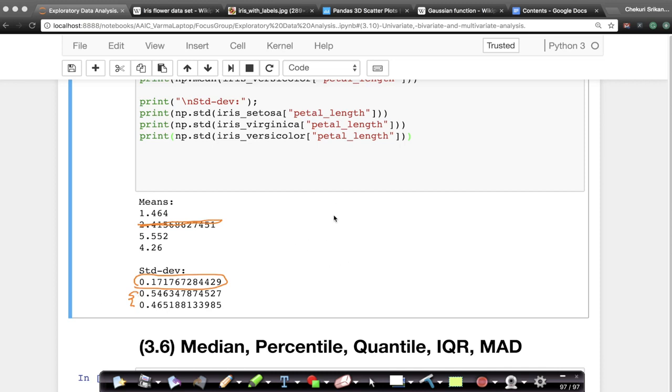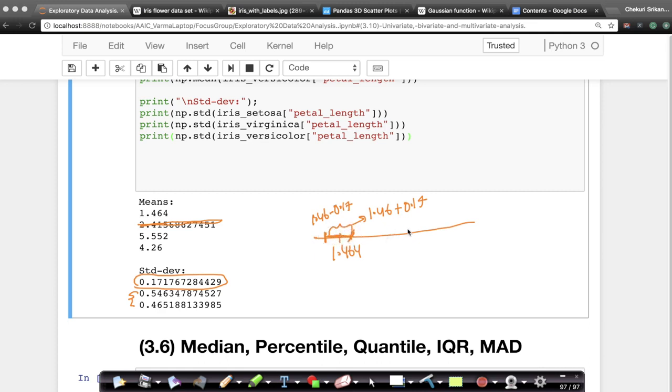So let's do it, right? Let's assume you just gave me this, let me try to interpret them. If my mean was 1.464 and my standard deviation was 0.17, it means a majority of my points lie between 1.46 minus 0.17 and 1.46 plus 0.17. I know that most of my setosa flowers, or a large number of my setosa flowers, lie here, right?